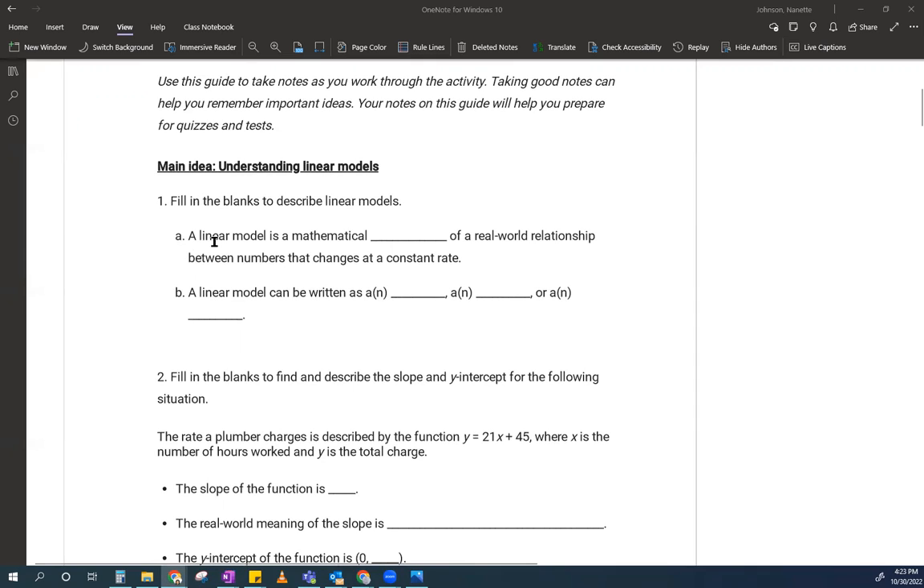Okay, and so a linear model is a mathematical representation of the real world relationship between numbers that change at a constant rate. Constant just means it doesn't change. And rate means it's kind of like miles per hour. So a linear model can be written as an equation, a graph, or a table.